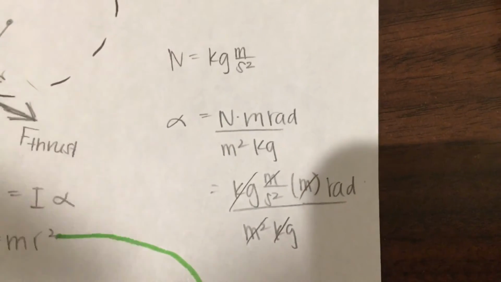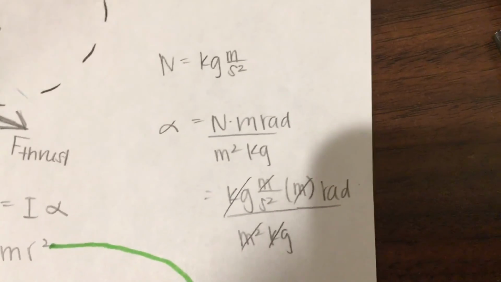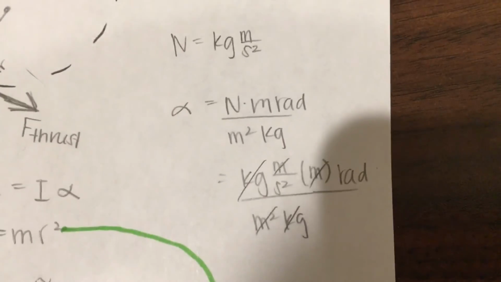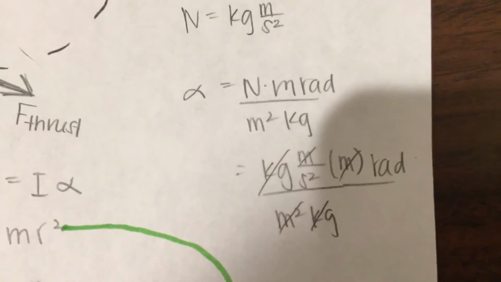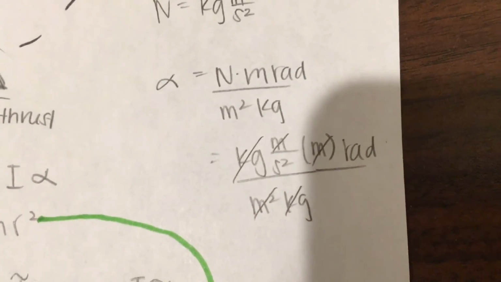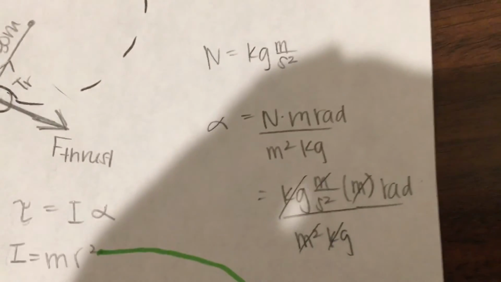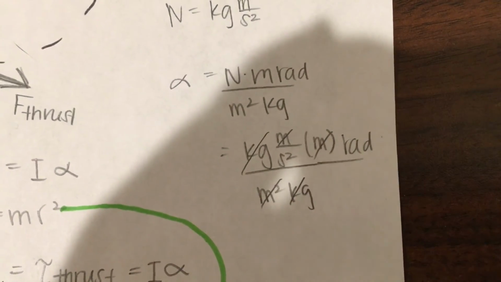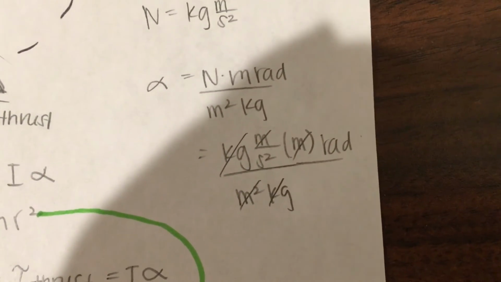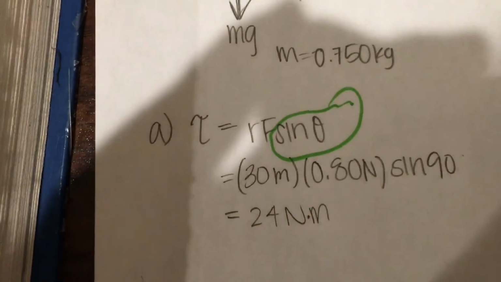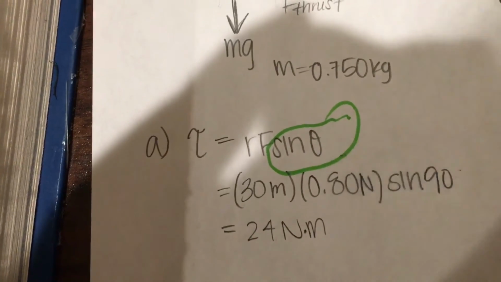Just a heads up about the units for that: a newton is equal to kg times meters per second squared. So when you're solving for the angular acceleration, your units would be newtons times meters over meters squared times kg, and when you cancel that out, you get radians per second squared. The radians come from when you are doing torque and you have the sine of theta.